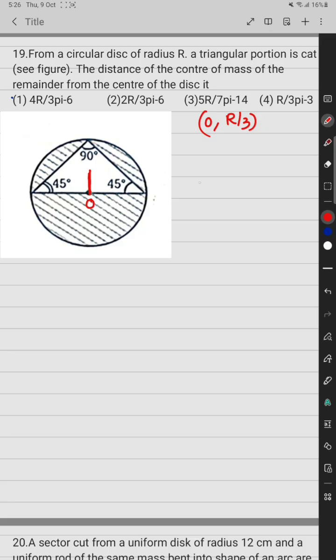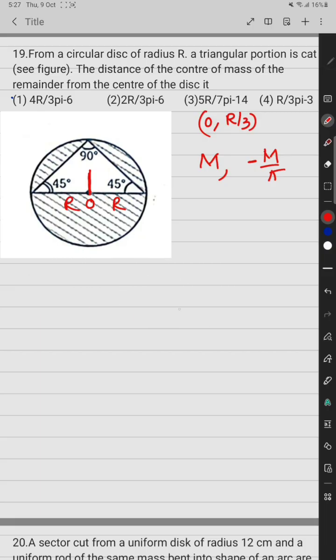Now what is the total mass? Total mass is capital M, and for the mass of the triangular plate which is taken out, we divide the total mass by the total area, which is pi r square, supposing the radius is r. The area of this triangular plate is 1 by 2 into 2r into r, so its mass is m by pi. So here the mass of the disc is capital M, and the mass of the removed triangular plate is m by pi, and it behaves like a negative mass.